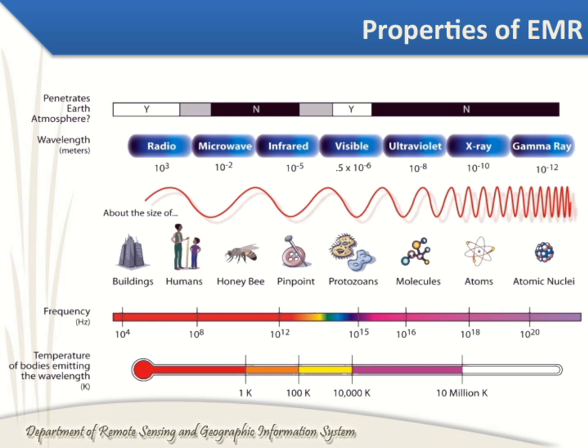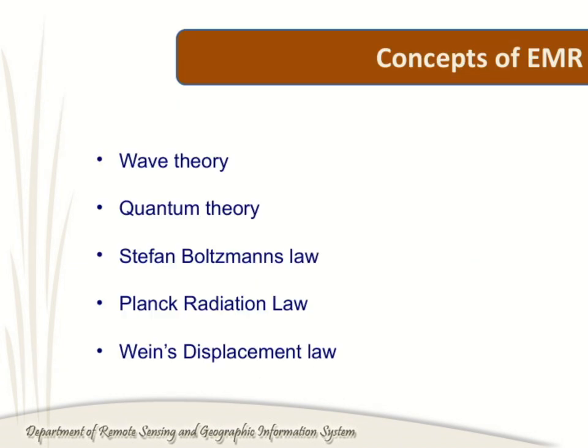in diverse contexts. Let's start with wave theory, which describes electromagnetic radiation as waves with specific wavelengths and frequencies. This helps us understand how energy propagates through space. Moving on to quantum theory, which is essential because it introduces the idea that energy is quantized, especially at smaller scales, and explains phenomena that classical theories can't.